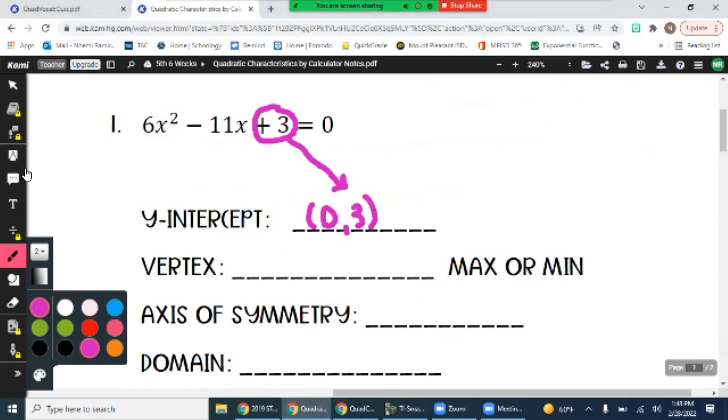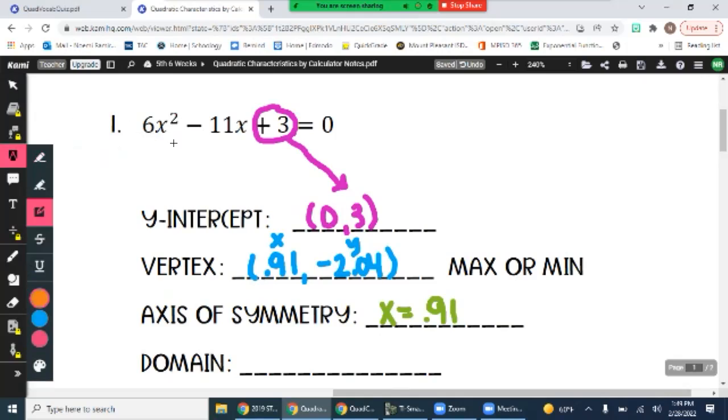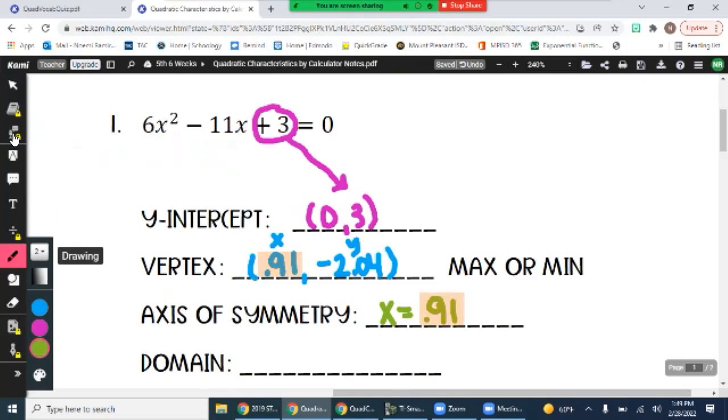So vertex. We got our points. The point for the vertex was 0.91, negative 2.04. And I'm going to label my X and Y every time because that's what's going to help me determine where to put these numbers. Let's start with the axis of symmetry. My axis of symmetry always starts with X equals. Now X is going to equal what value, what number? 0.91. Color code that. That 0.91 should match the X value of the vertex.